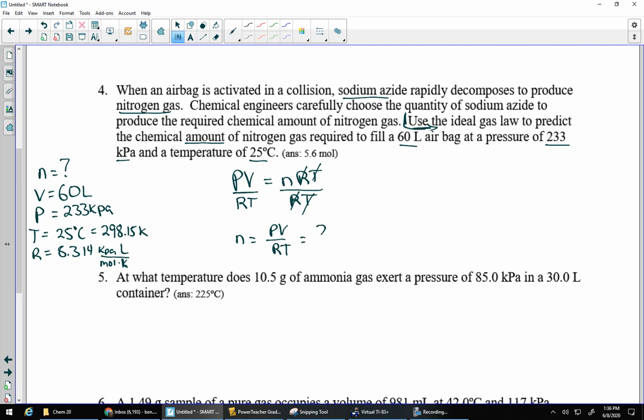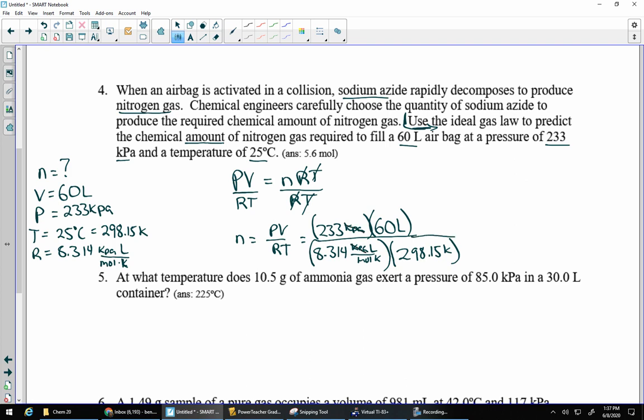Cool, so the pressure, 233 kilopascals, times the volume, 60 liters, divided by our constant, 8.314 kPa times liters over moles times Kelvin. Bit of a doozy there. And then divided by the temperature, so what did we say, 298.15 Kelvin.